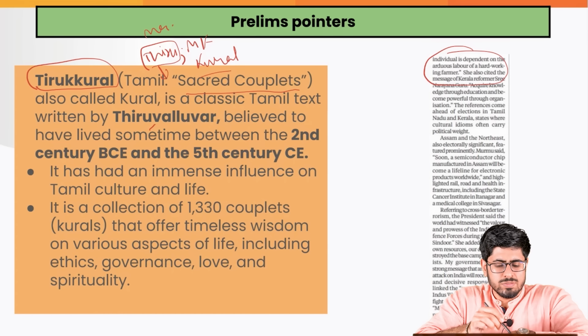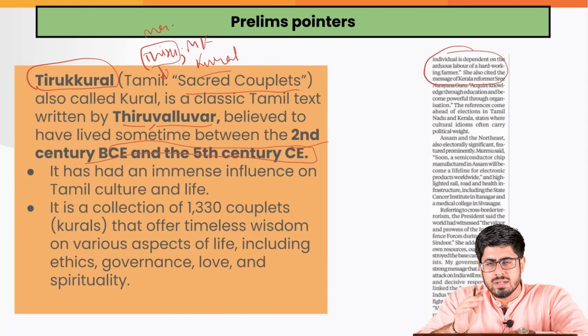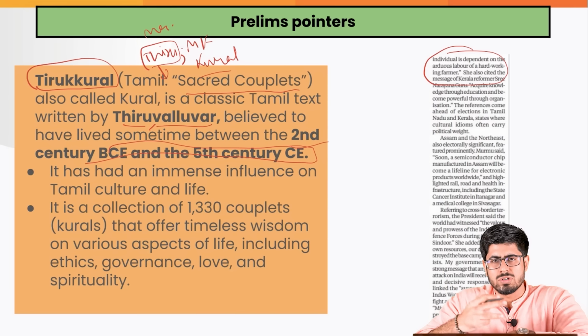Valluvar, Thiruvalluvar, is the person who is believed to have lived in the 2nd century BC to 5th century CE. We are not very sure of the exact time period. It is not mentioned in the history. It is not very clear.